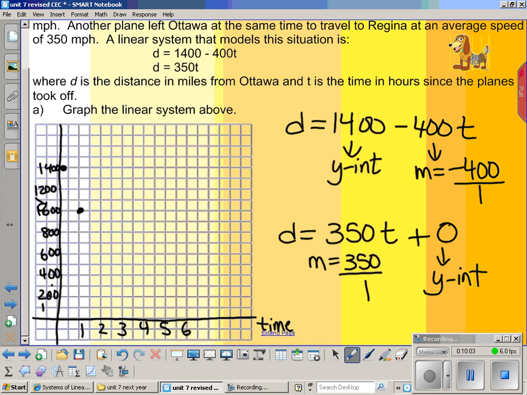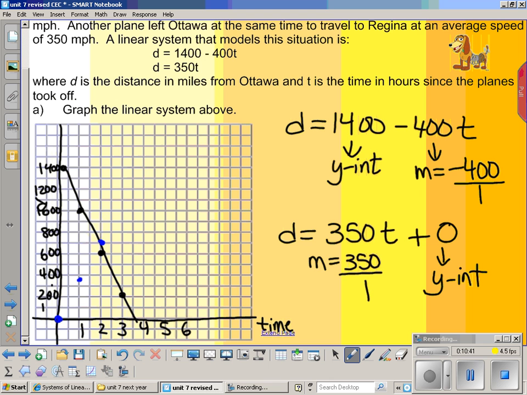Second one, we're starting at a y-intercept of 0. We're going up 350 and then over 1. Now 350 plus 350 would be 700. So we go up 700 and over 1. Now we have an intersection. We are intersecting, it looks like, at approximately 2 hours and 700 kilometers. Now I say approximately, or I guess it would be 700 miles, because we don't know exactly.